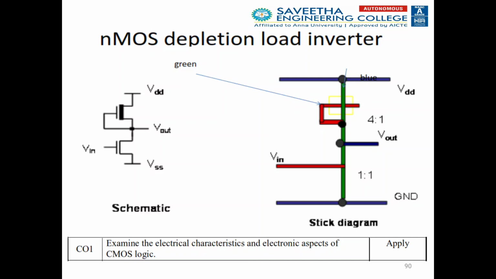This is the schematic of the NMOS depletion load inverter. The corresponding layout diagram is given here. Metal for VDD and ground we can show in blue. The metal input and NMOS transistor in green and red is called N-type material. Green, red and the yellow square is for the depletion type material. So compare your stick diagram as well as the schematic diagram.